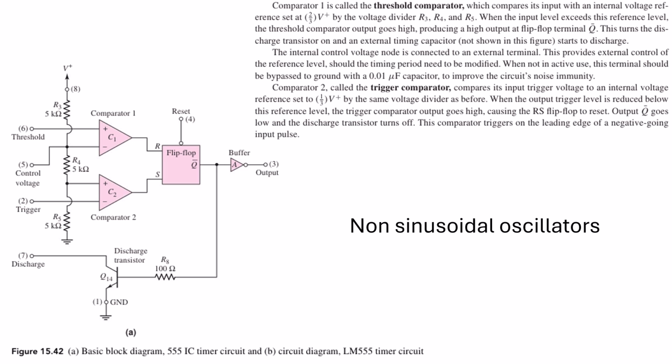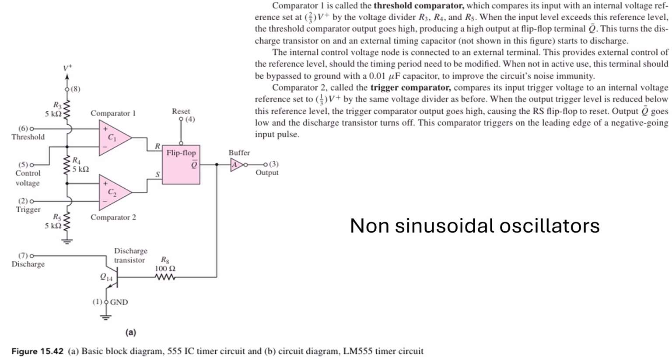Now, next, non-sinusoidal oscillator. Oscillators are primarily used to generate different types of signals. Here, the non-sinusoidal oscillator can be generated using the IC 555. If you look at the IC 555, it has 8 pins. Here is the circuit diagram of your IC 555 based oscillator. So how is it working?